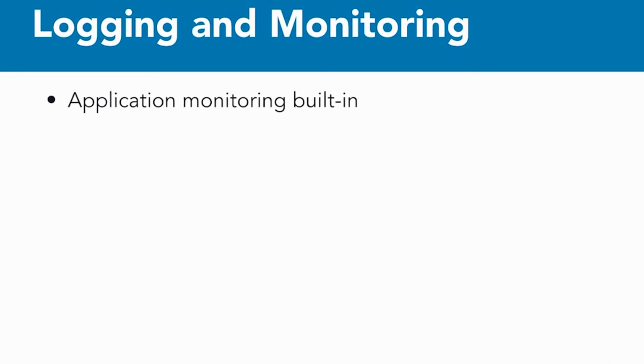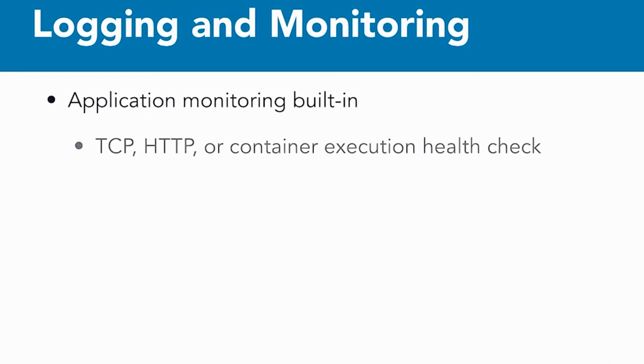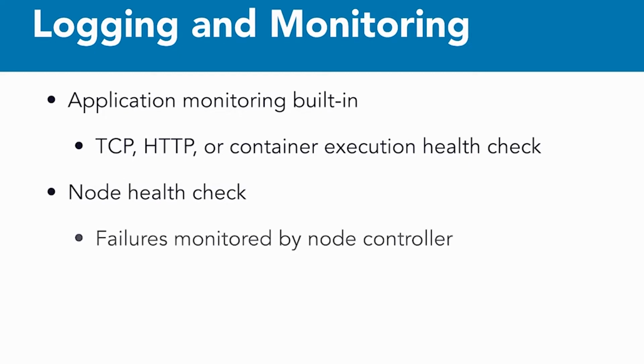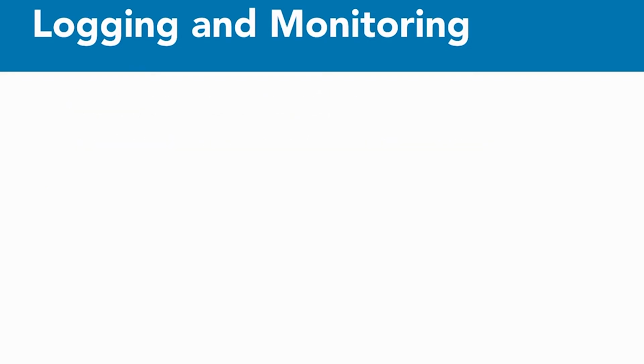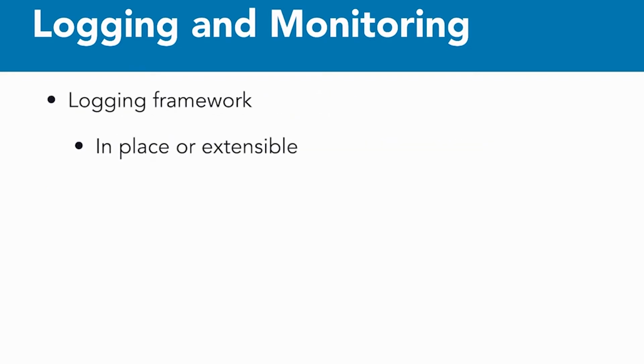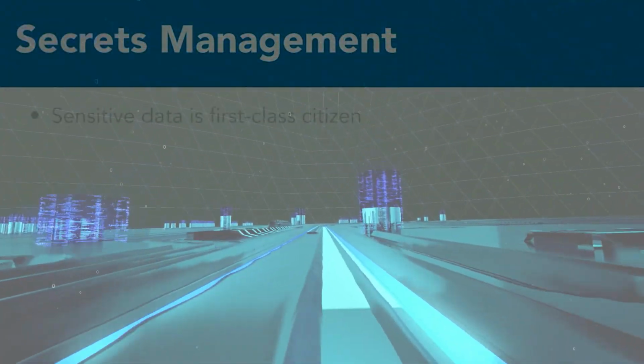In terms of logging and monitoring, application monitoring or health checks are also built in. TCP, HTTP, or container exec health checks are available out of the box. There are also health checks to give you the status of the nodes and failure monitored by the node controller. Kubernetes status can also be monitored via add-ons like the Metric Server, cAdvisor, and Prometheus. And lastly, you can use the built-in logging frameworks, or if you choose, you can bring your own.